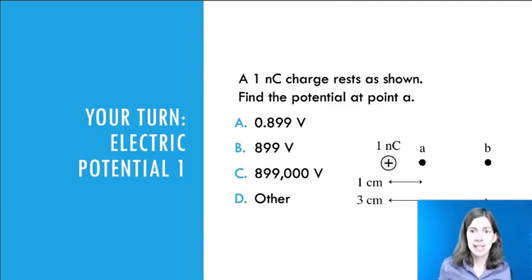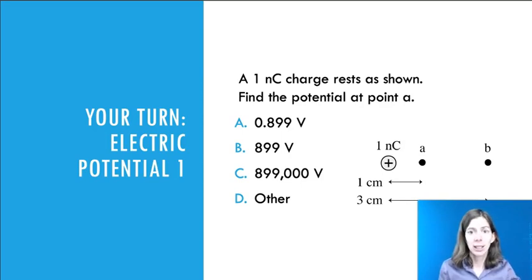Let's look at 3 questions. The first question says, a 1 nanocoulomb charge rests as shown. Find the potential at point A. So pause the video, take a minute, try this on your own. Think about what equation is relevant here.